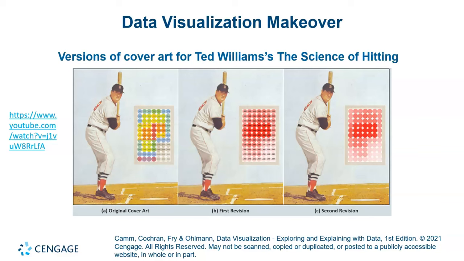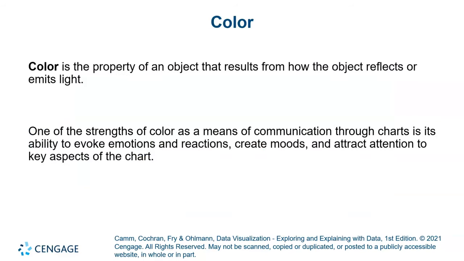You can see over here how the original cover looks in case A, and in case B when they have revised it, and in the second revision how it looks. Color. So what is a color? It is basically a property of an object, how it reflects back the light or emits the light. If there is a radioactive element, it emits light, but if it is a non-radioactive element, it reflects the light.